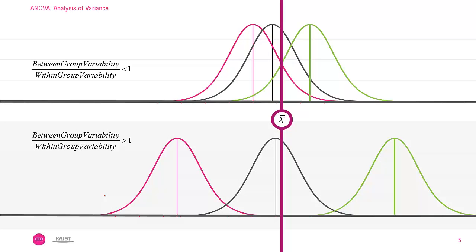The basic concept of the ANOVA test is comparing 2 variabilities. As you know, variability, 분산 in Korean, indicates how spread the data are. And it is measuring the distance of every single score from the mean value.